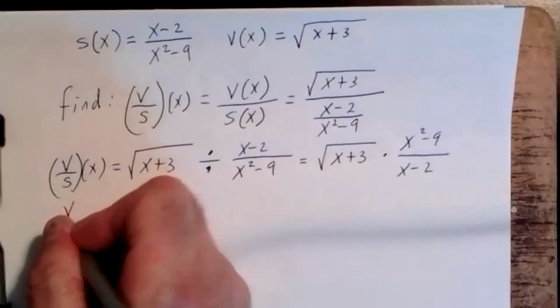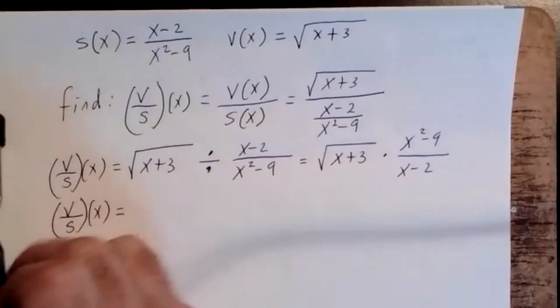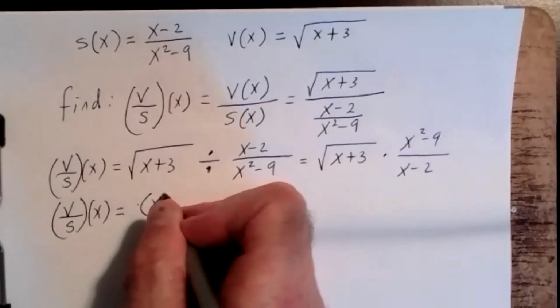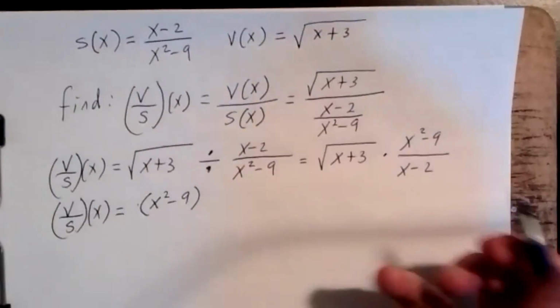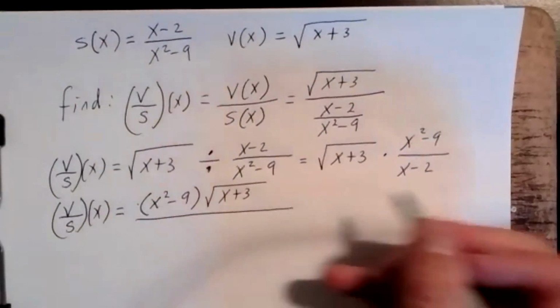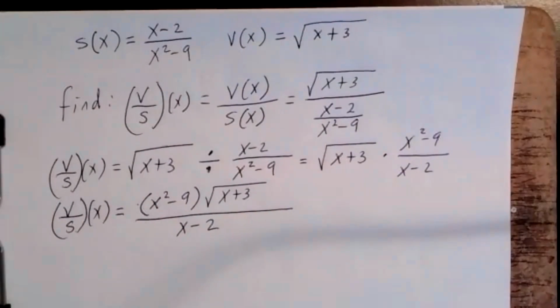And therefore, the quotient function v over s of x, or v divided by s of x, is going to be x squared minus 9 times the square root of x plus 3, and that's going to sit over x minus 2. All right, so ladies and gentlemen, that is your brand new function called v divided by s of x.